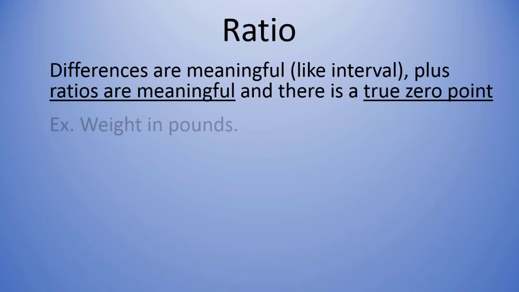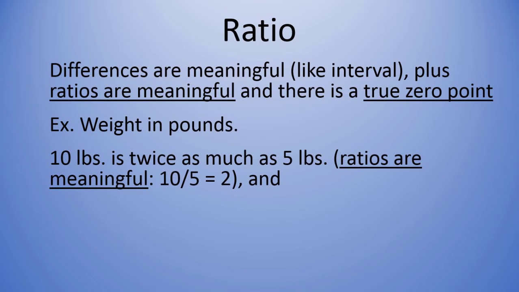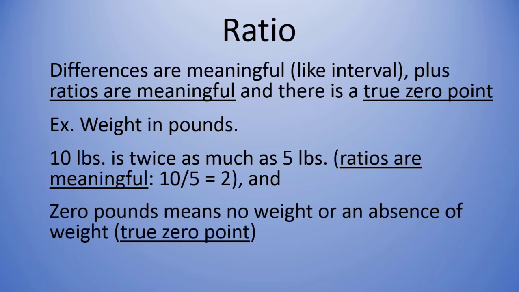Okay, so an example would be weight in pounds. And here 10 pounds is twice as much as 5 pounds. Or in other words, 10 divided by 5 is 2, or it's 2 times as much. So that's a meaningful ratio. And in addition to this, 0 pounds means no weight or an absence of weight. So there's a true 0 point. So if something is 0 pounds, that means it has no weight whatsoever.